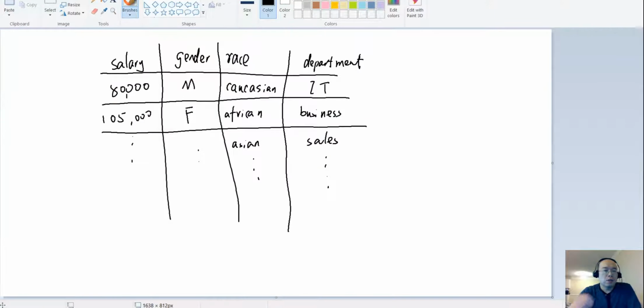Okay, so here we have a dataset of employees, and in this dataset we have the salary, the gender, the race, and the department. For this dataset, how do we use k-means to cluster the samples? So think about that.